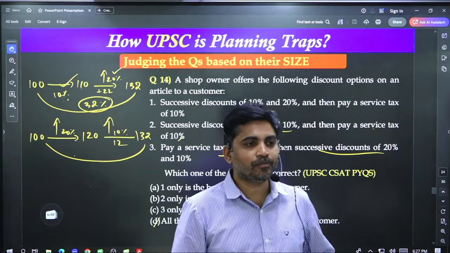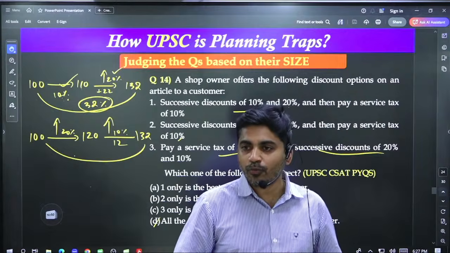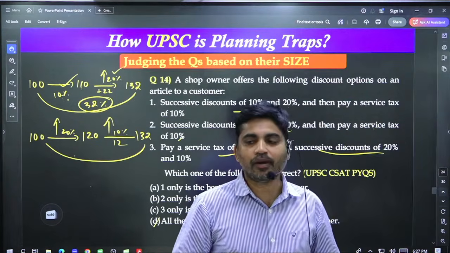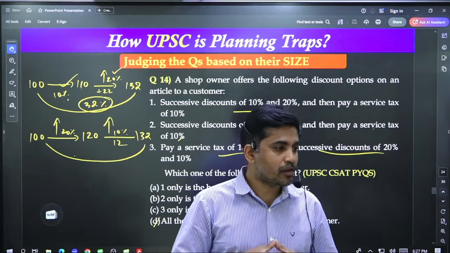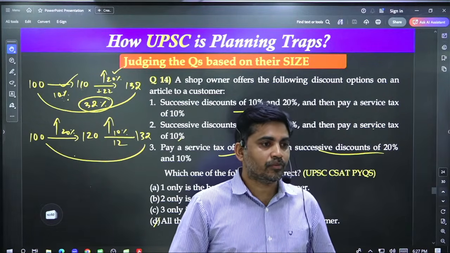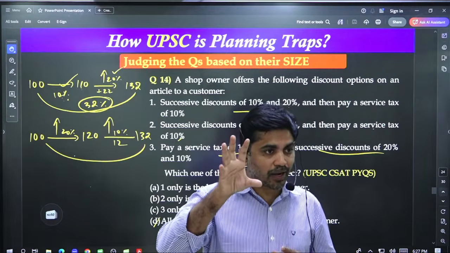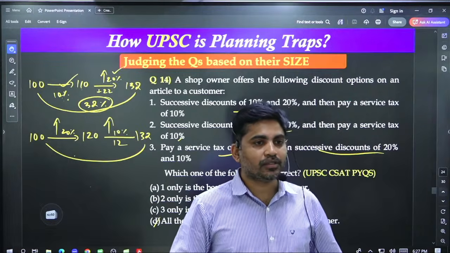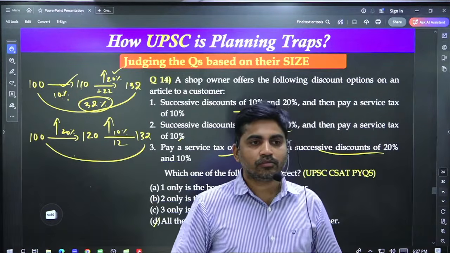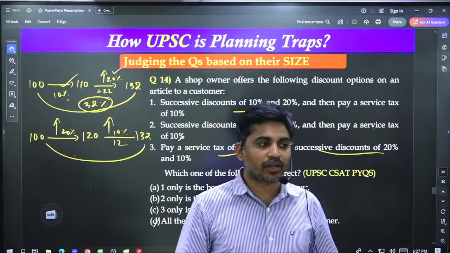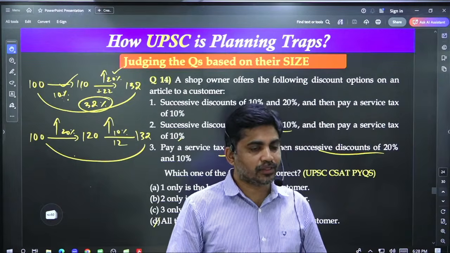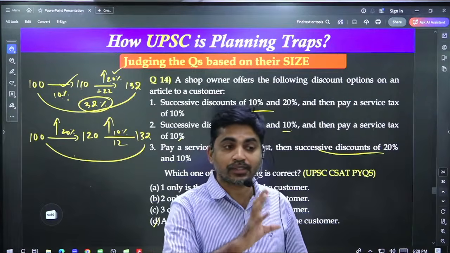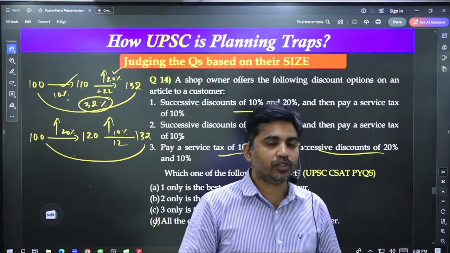That's why in the 2023 paper also, many non-math students, even doctors and law students, cleared it, those who understood this pattern. Saying 'I know formulas, I can do it with high speed' doesn't work in the CSAT paper. That is a different story. Try to understand the examiner's mindset so that you can clear this exam easily.